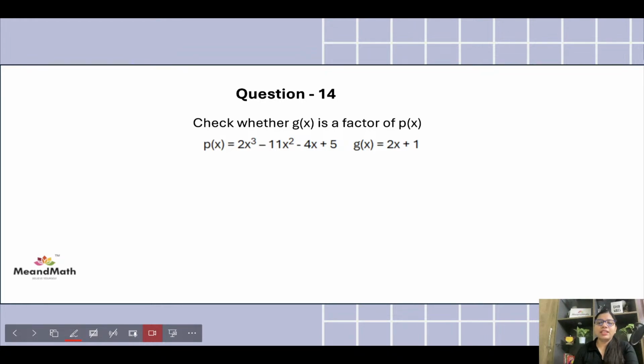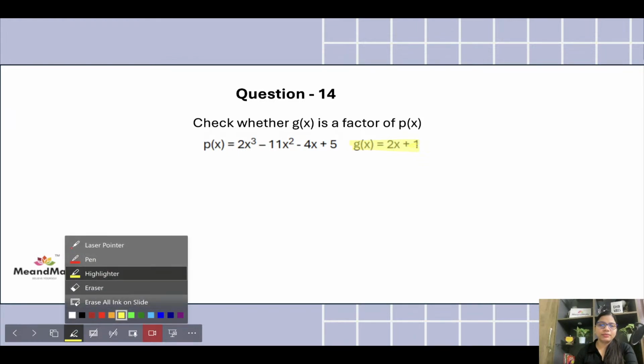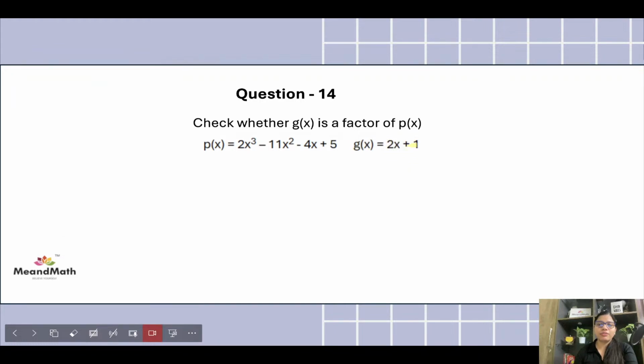Check whether gx is a factor of px. This is a nice question. You think about it, how to solve this. We have gx given to us and we have to check whether gx is a factor of px. What do you think? How to solve that? Gx is a factor of px. How do we do this? So for this one, we divide by gx.